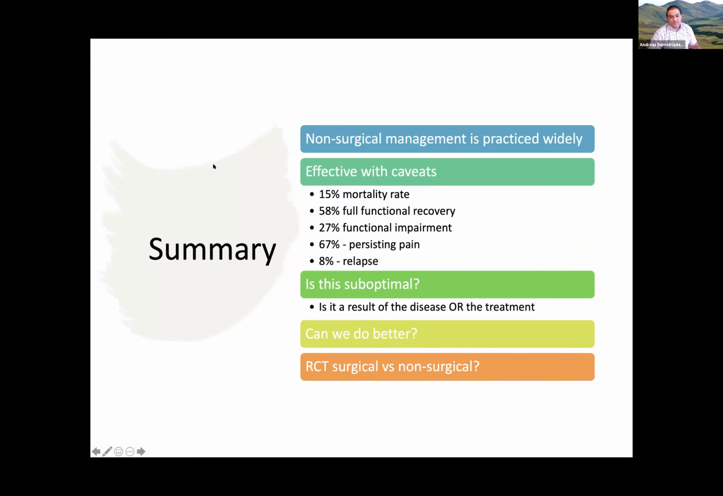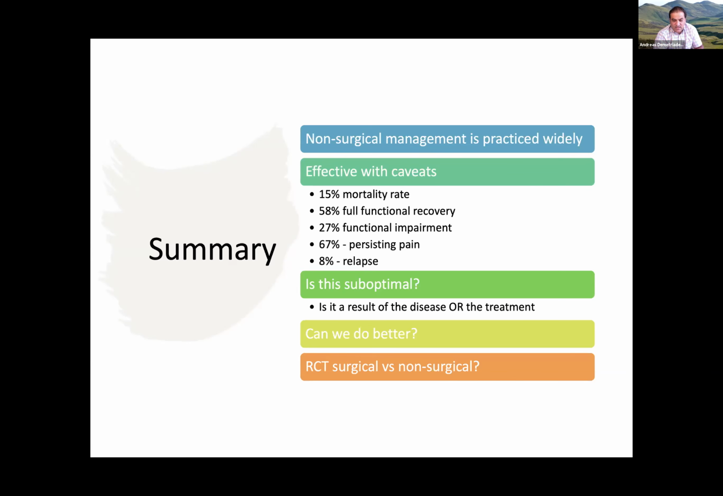So to summarize, non-surgical management is practiced widely, contrary to some people's opinions. It is effective, but it does carry caveats. In our series of 100 unselected consecutive patients looked at retrospectively, there was a 15% mortality rate. There was a 58% full functional recovery, a 27% functional impairment, 67% persisting pain, 8% relapse.